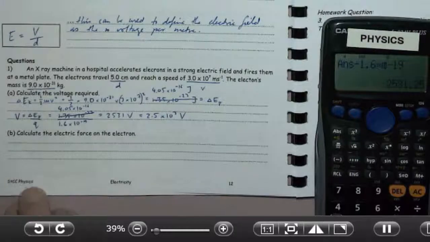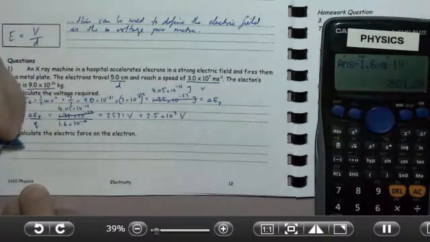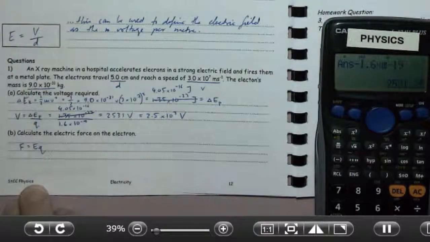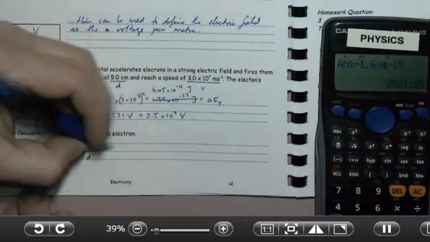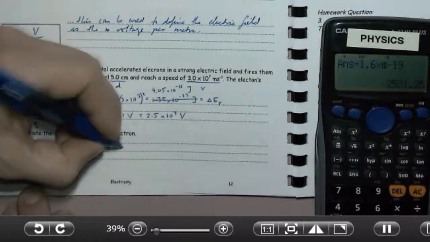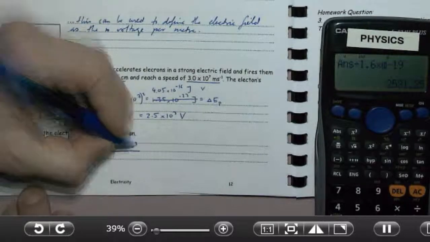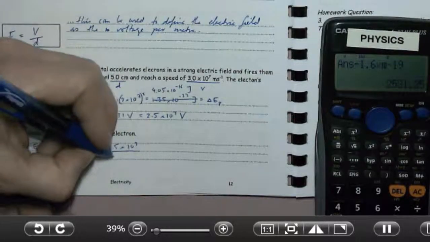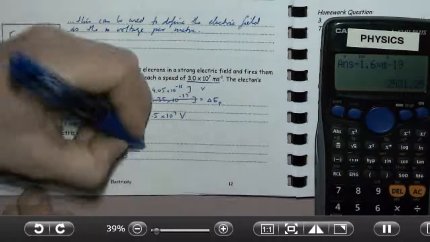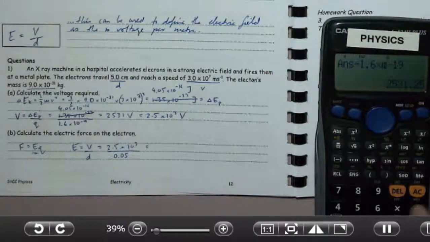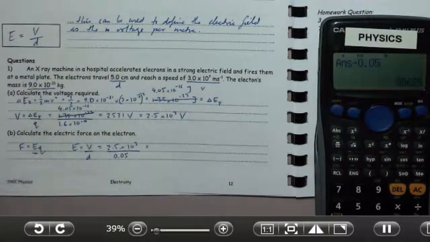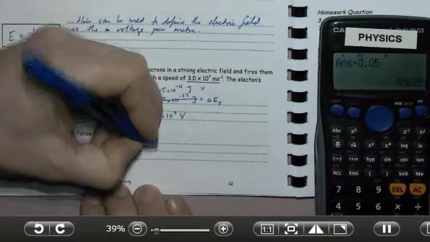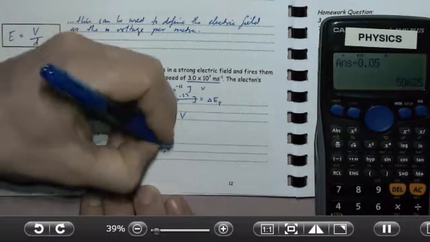Okay, calculate the electric force on the electron. Well, we know that F is equal to EQ. We don't have the electric field yet, so we need to figure that out. We can get that from E is equal to V over D, which is equal to 2.5 times 10 to the 3 over the distance, which was 5 centimeters. We need that in meters, so that's 0.05. So that is equal to, I'll use the unrounded number in my calculation, 50,625.